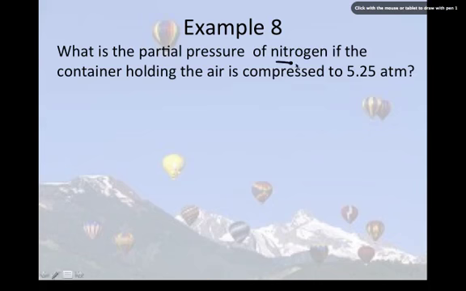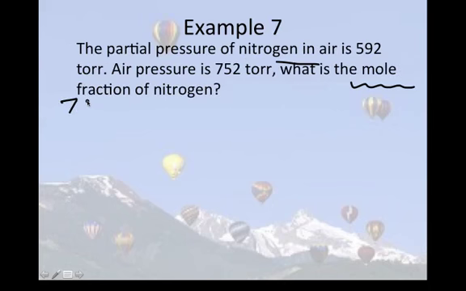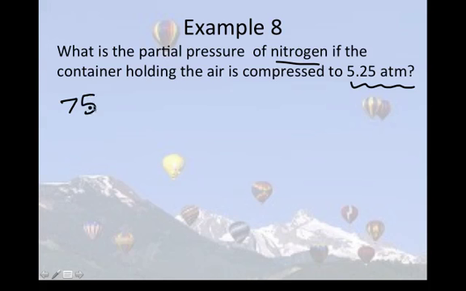The partial pressure of nitrogen, if the container holding the air is compressed to 5.25 atmospheres. All right, so now we go from whatever we have before, 752 torr, to now 5.25 atmospheres. Well, what do you want to do? You want to change torrs to atmospheres or atmospheres to torrs? Doesn't matter, but we can't compare one pressure, like the pressure of nitrogen, to the pressure of the total if they're not in the same units. So this isn't hard. We just have to do it one way or the other. So let's go ahead and change 5.25 atmospheres into torrs.